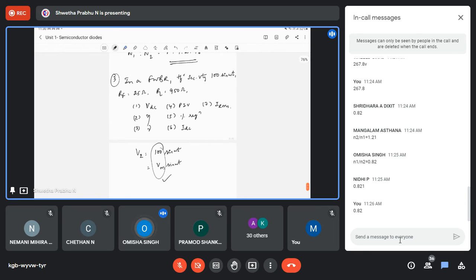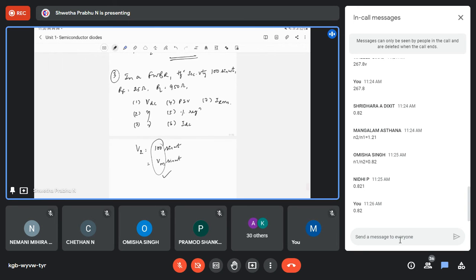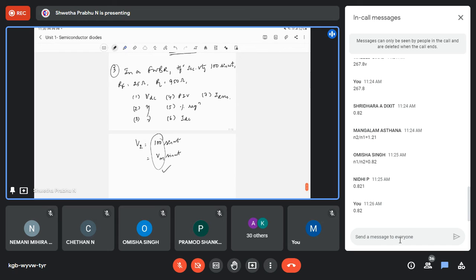Could you show the question? I'll give this. I'll leave this as an assignment. Tomorrow before coming to the class, you solve and come. Okay. So make a note of the question.